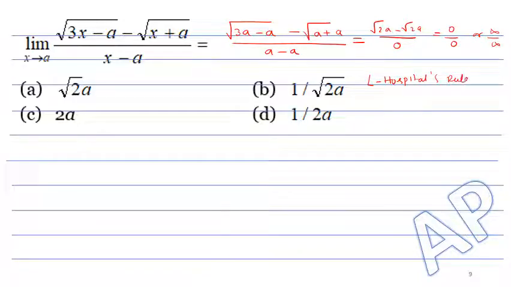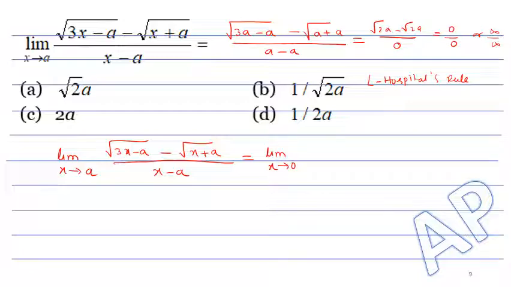L'Hopital's rule. The spelling is L-H-O-S-P-I-T-A-L. Let us see what this L'Hopital's rule is. Let me consider this with this example, the limit as x tends to a of root of 3x minus a minus root of x plus a divided by x minus a. Let us differentiate both numerator and denominator separately. Let us not apply the quotient rule here.